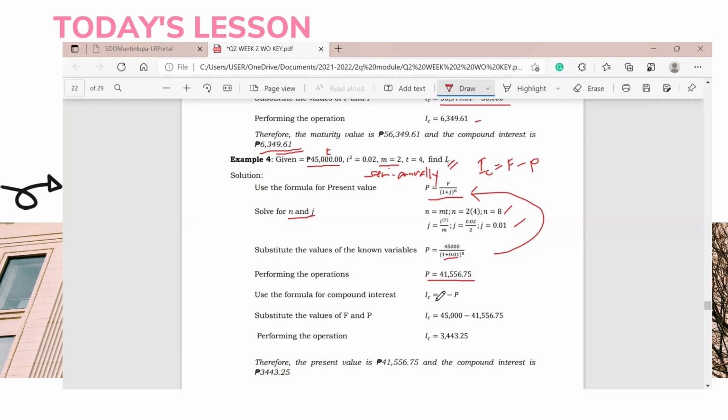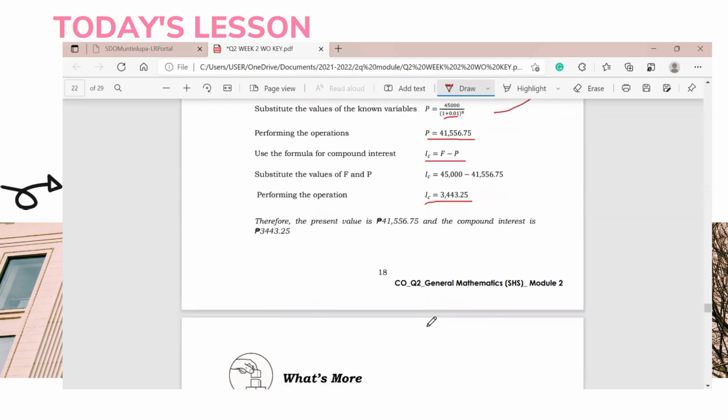From there, pwede na nating i-solve ang compound interest from its formula, future value minus principal amount. So, ang nakuha nating sagot after nating i-subtract 41,556 and 75 centavo from 45,000, compound interest is 3,443 and 25 cents. So, ganyan.